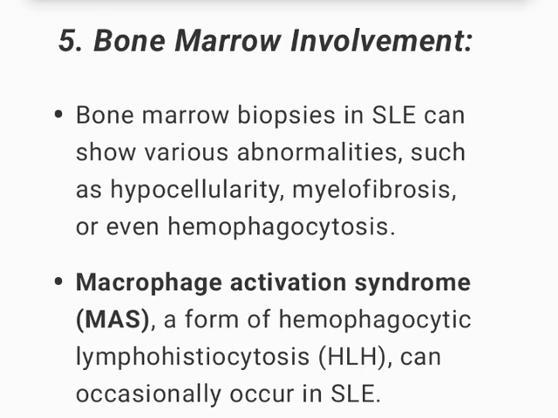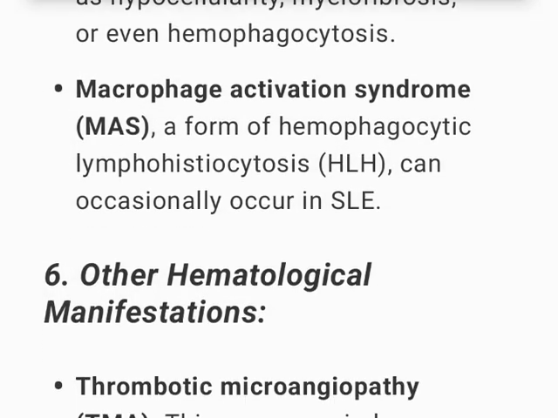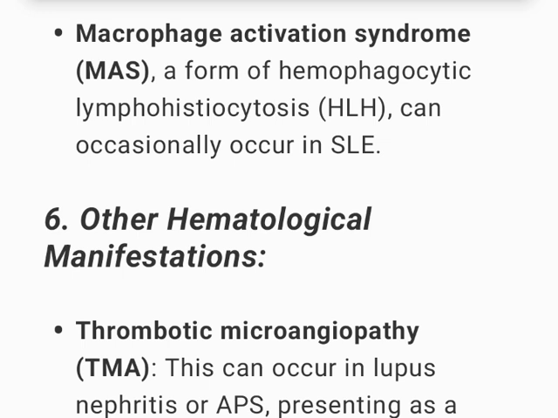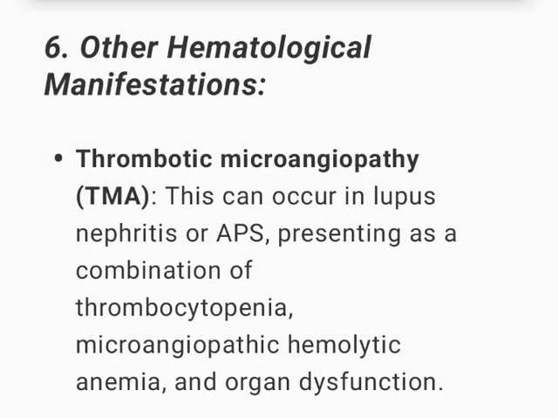5. Bone marrow involvement. Bone marrow biopsies in SLE can show various abnormalities, such as hypocellularity, myelofibrosis, or even hemophagocytosis. Macrophage activation syndrome, MAS, a form of hemophagocytic lymphohistiocytosis, HLH, can occasionally occur in SLE.